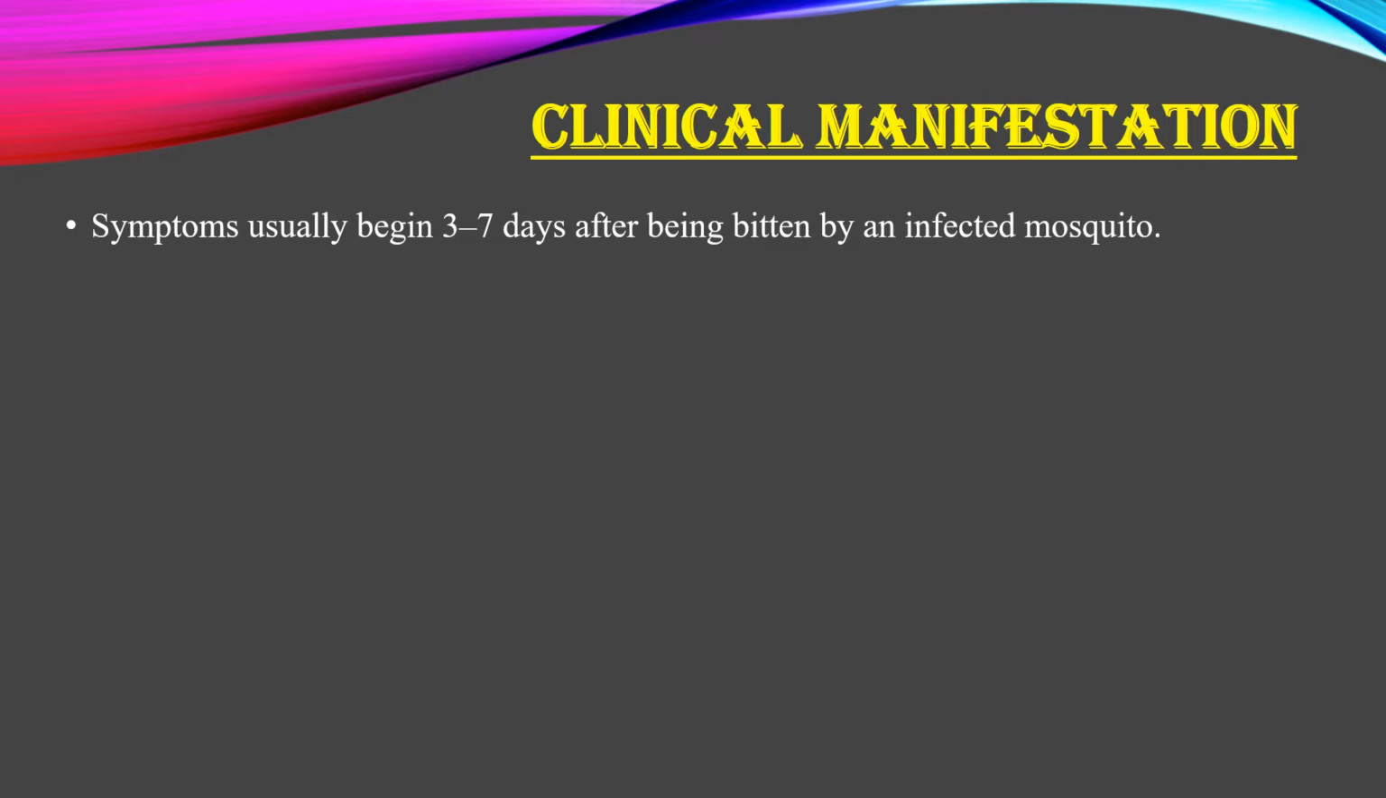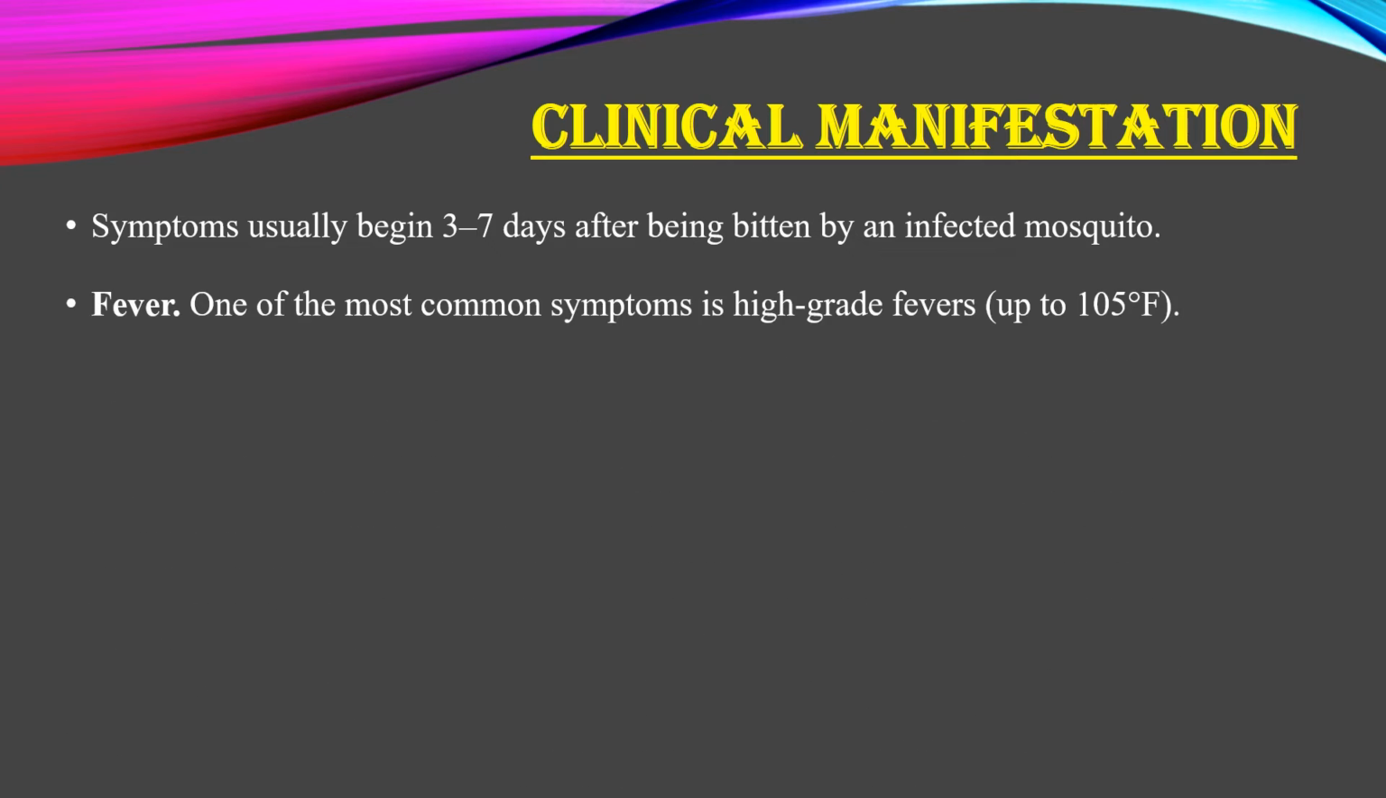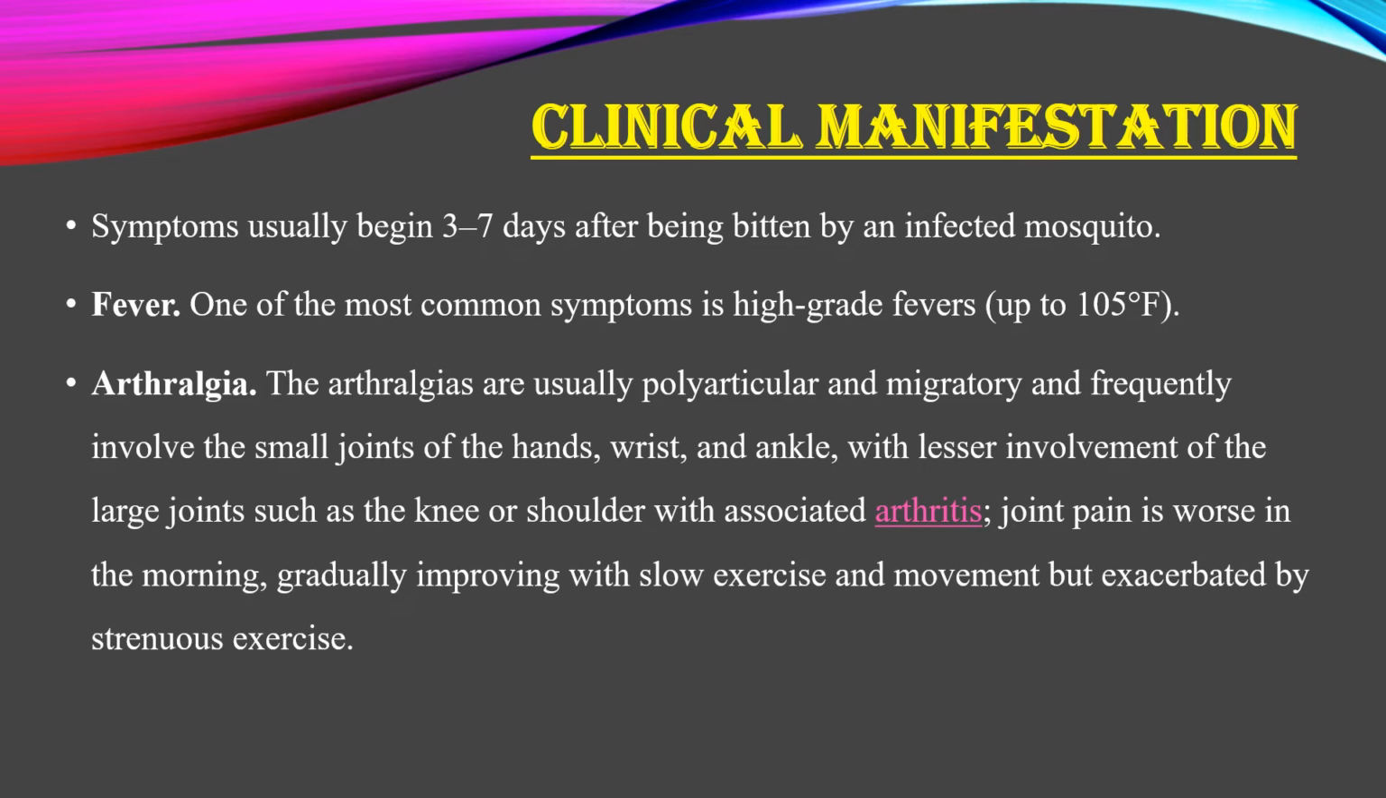The clinical manifestations of chikungunya virus. Symptoms usually begin 3 to 7 days after being bitten by an infected mosquito. Fever. One of the most common symptoms is high-grade fever up to 105 degrees Fahrenheit. Arthralgia. The arthralgias are usually polyarticular and migratory and frequently involve the small joints of the hands, wrist, and ankle, with lesser involvement of the large joints such as the knee or shoulder with associated arthritis. Joint pain is worse in the morning, gradually improving with slow exercise and movement but exacerbated by strenuous exercises.